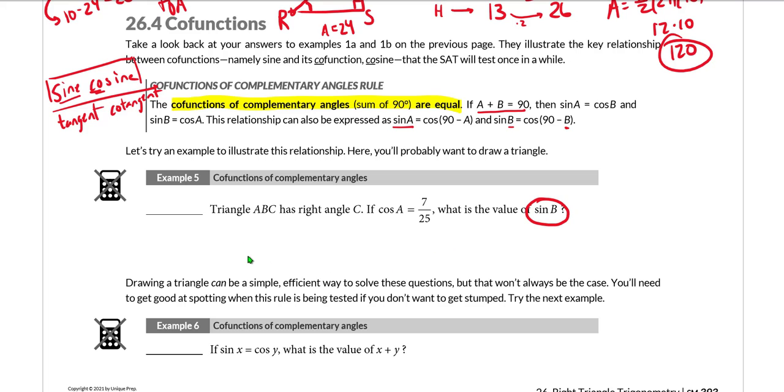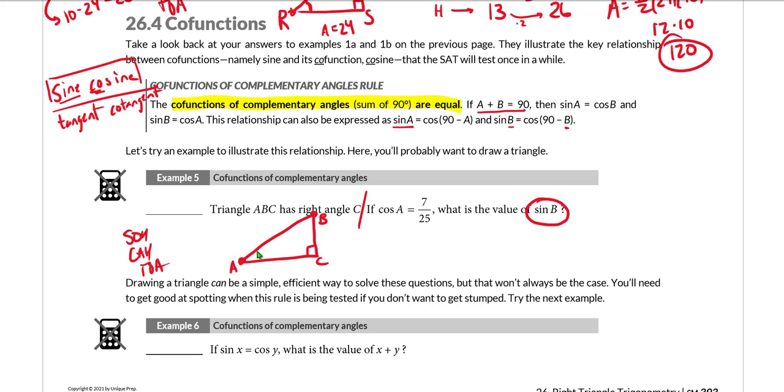I am going to work through this just so we can see what's going on here. So we have triangle ABC. The right angle is angle C. We have an A and we have a B. Again, just labeling those other angles randomly. It doesn't really matter where I put the A and the B. That's the first phrase. I am going to go ahead and write down SOH CAH TOA.